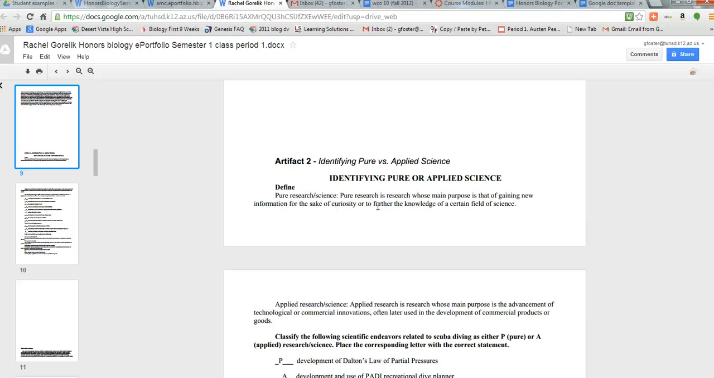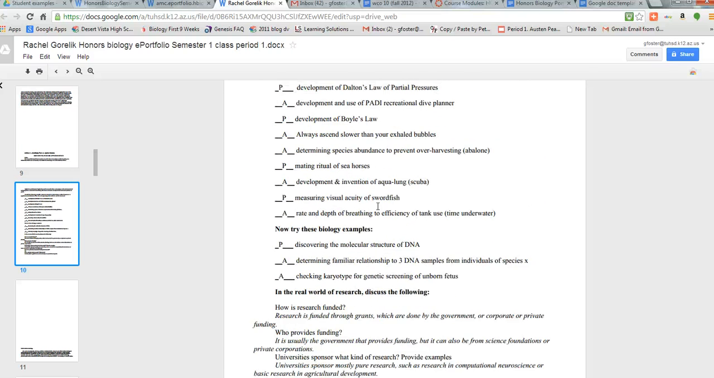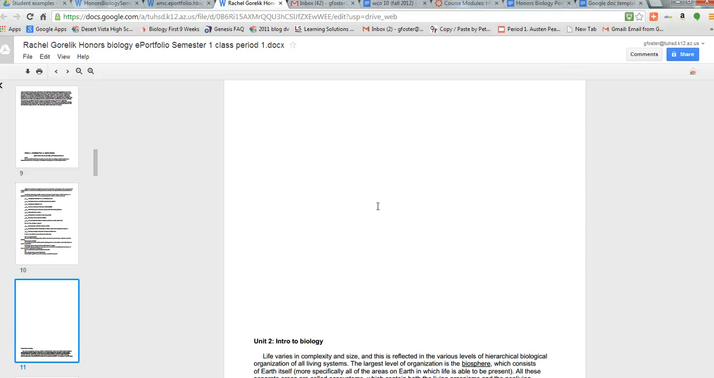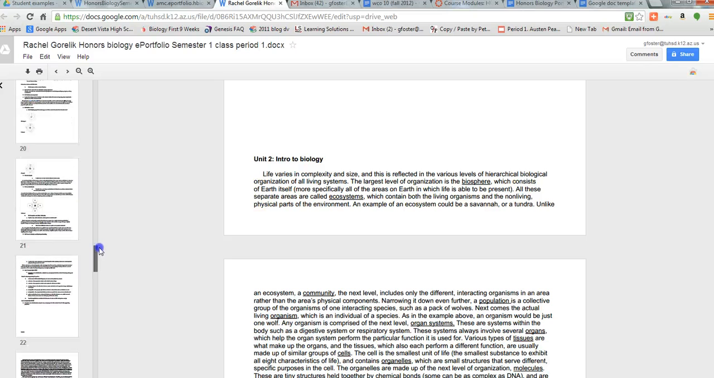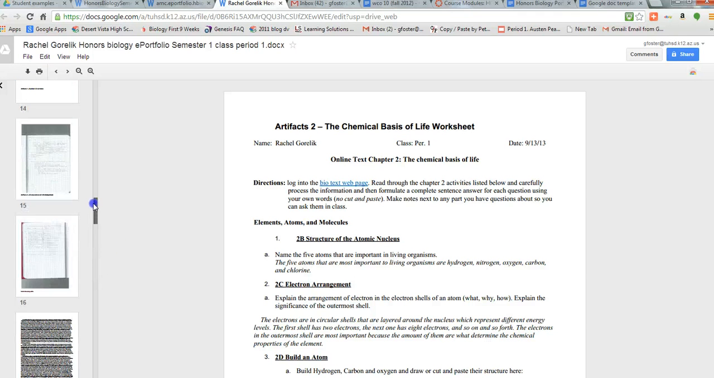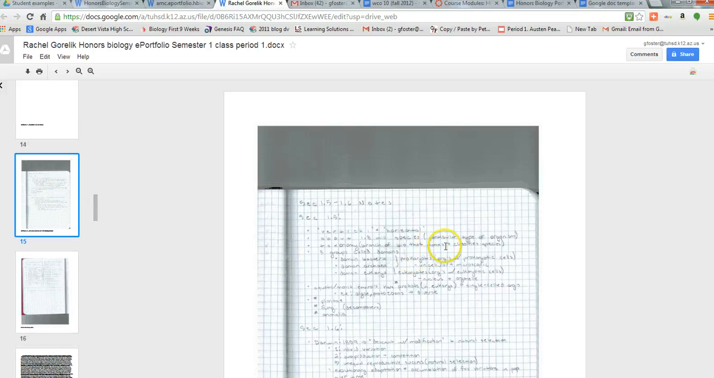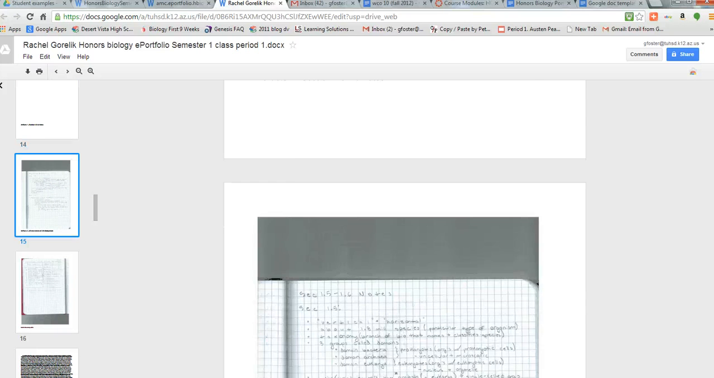And so she's got that artifact, and then she used this artifact in here, which was a handout we did, so she's got that pasted in here also. Nice. We could scroll down. She's got what here? Another artifact for the chemical basis of life that she's put in. So this one's looking pretty good. She's got some pictures that she took. Now notice they're nice and big and I can see them. So that's a key piece of this also.